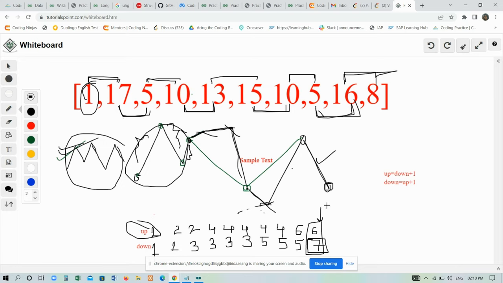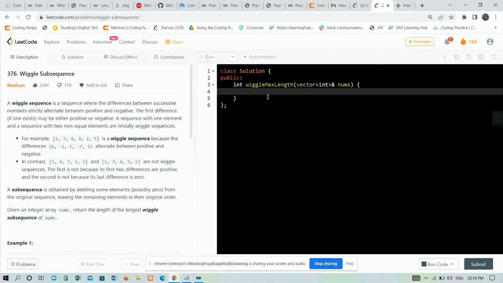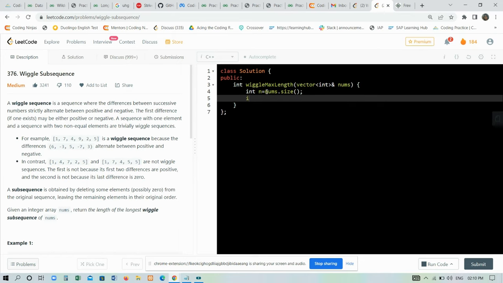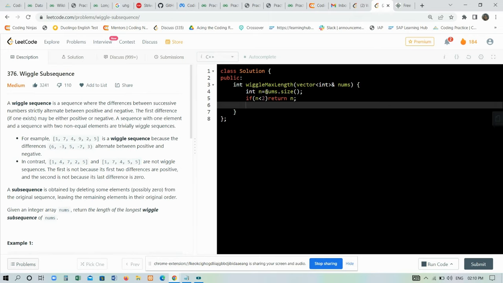So now let's code it quickly after having this discussion. First of all we will store the size of the nums array in some variable n, and as given in the second statement, a sequence with one element and a sequence with two non-equal elements are trivially wiggle sequences. So if the value of n is less than 2, it will return the same as it is. Now we are taking two variables, up and down, both initialized to 1.